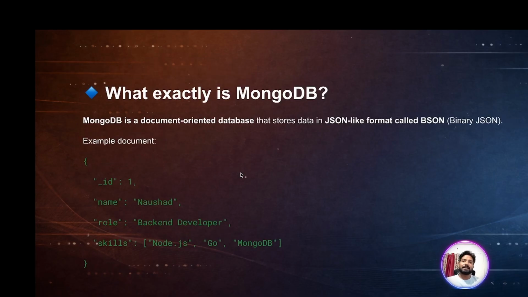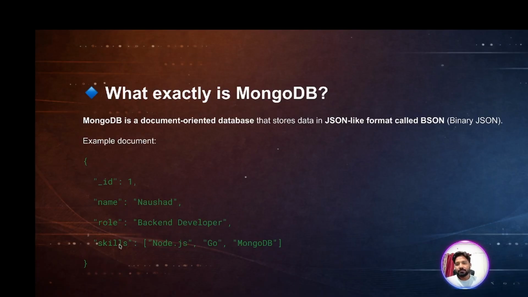Okay, so what exactly is MongoDB? So MongoDB is a document-oriented database, meaning whatever we are storing the data, that will be in form of the document. So document will look like this. Okay, so instead of having ID, name, role, skills in a column way, we'll have a document way.